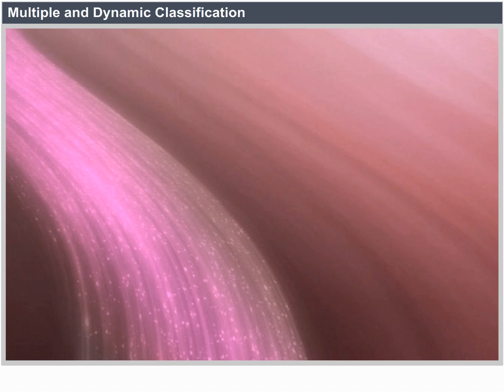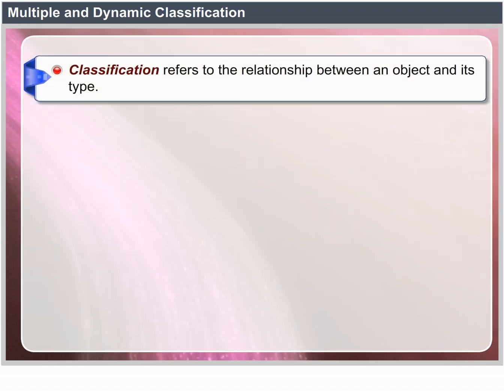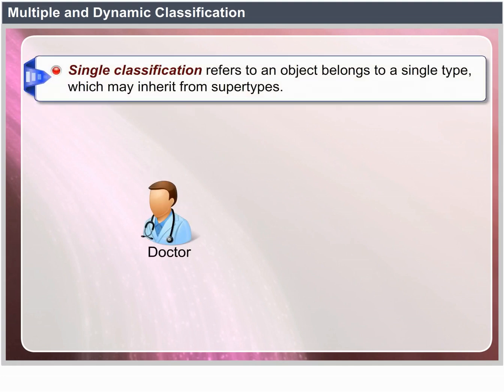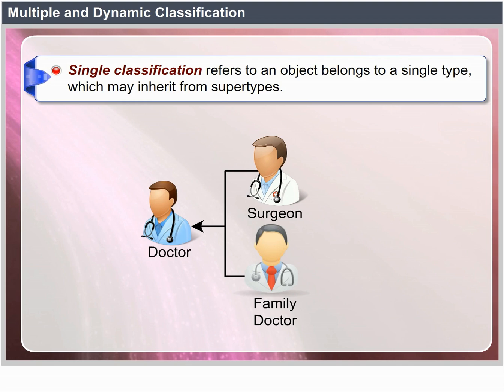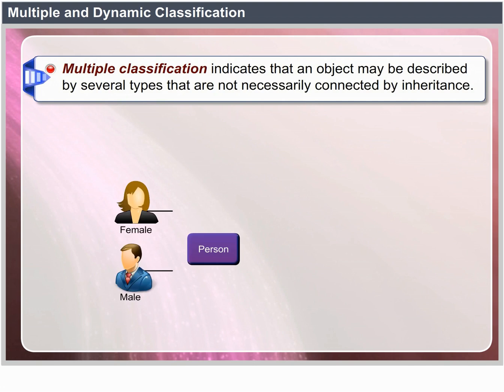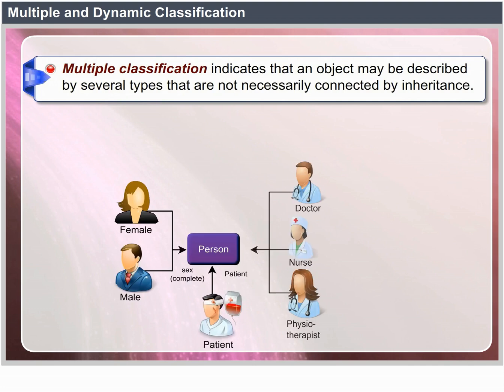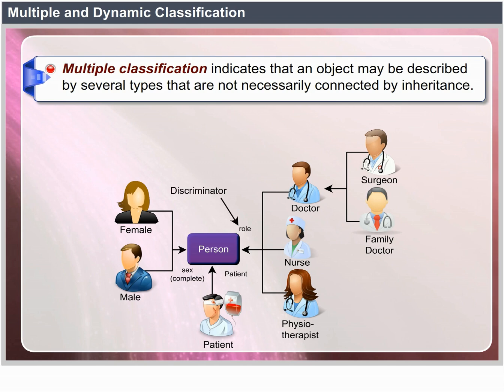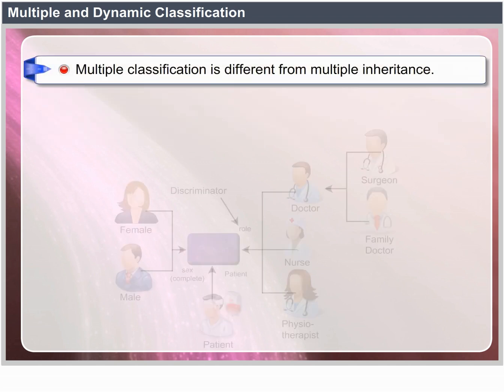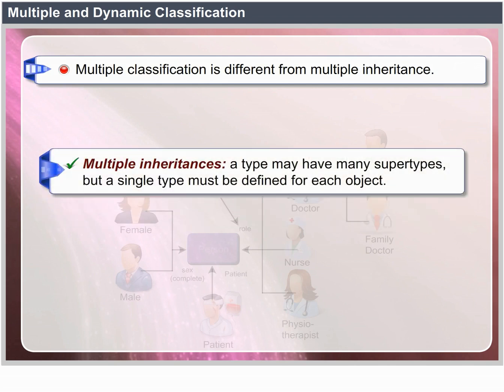Multiple and dynamic classification. Classification refers to the relationship between an object and its type. Single classification means an object belongs to a single type which may inherit from supertypes. Multiple classification indicates that an object may be described by several types that are not necessarily connected by inheritance. Multiple classification is different from multiple inheritance. In multiple inheritance, a type may have many supertypes, but a single type must be defined for each object.